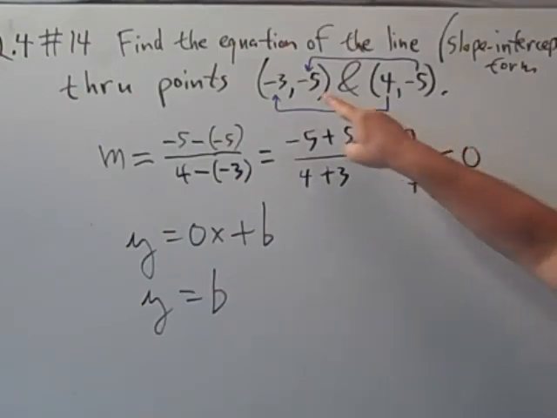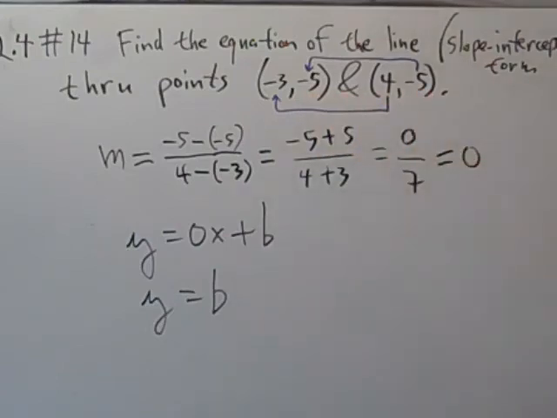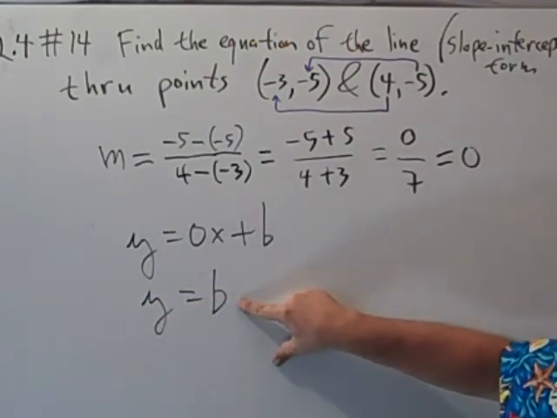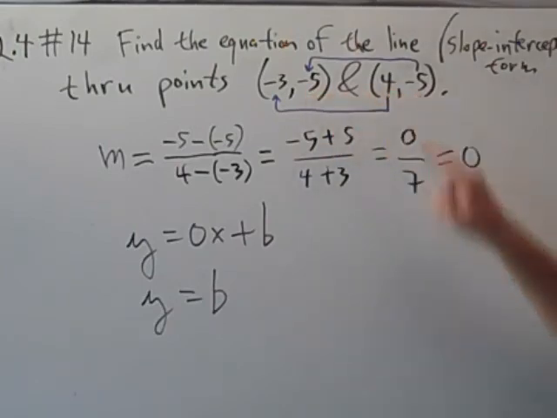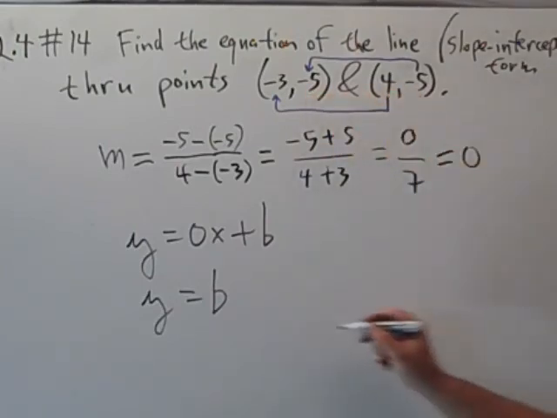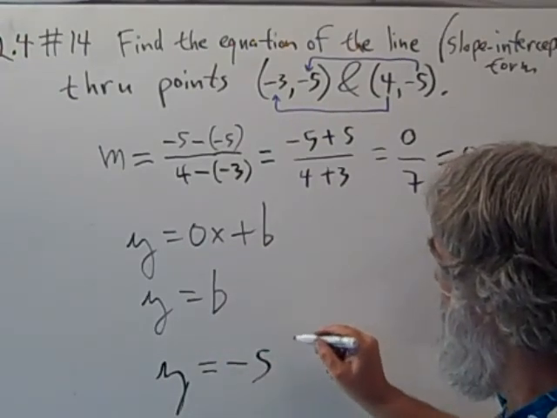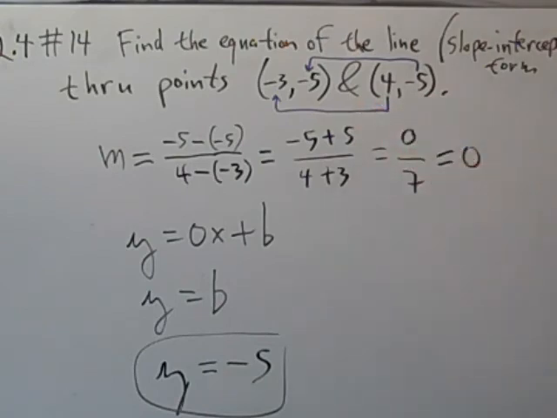Now, we can substitute either of these points' coordinates into x and y in the equation. And notice that there's no x in this equation that we ended up with here, only a y. And notice the 2 y's that we could plug in are exactly the same number. So that's the equation of our line, y equals -5. Because the b term here, y is -5, is on both of these lines.